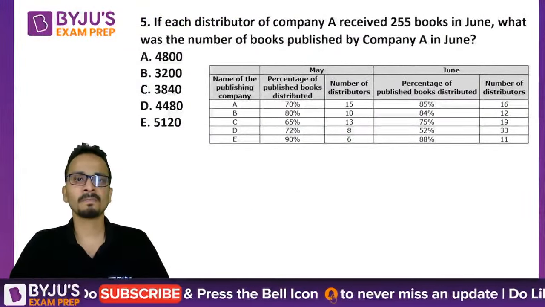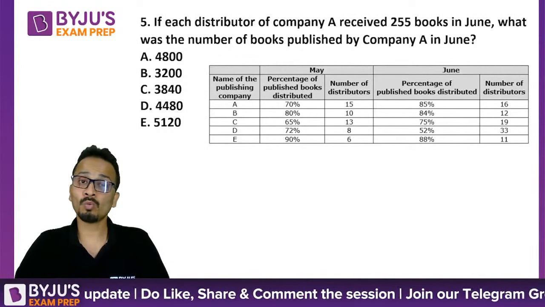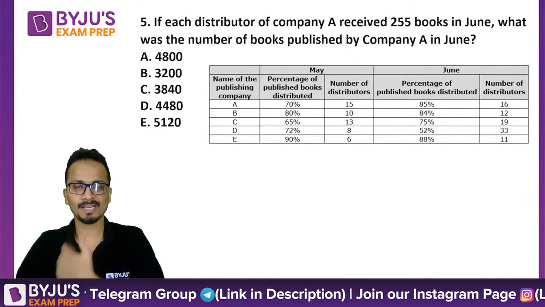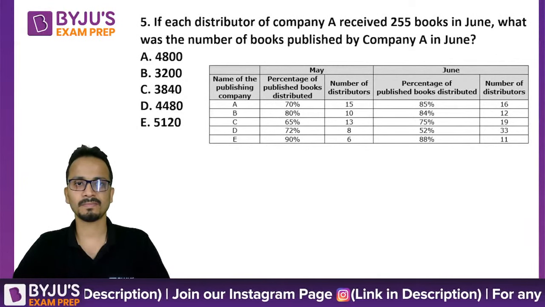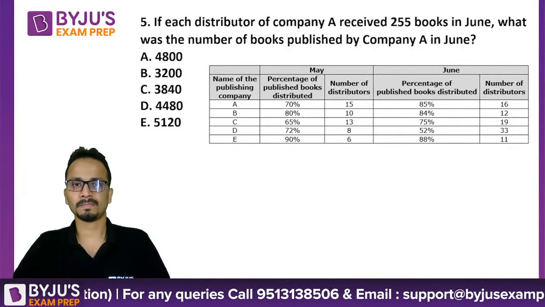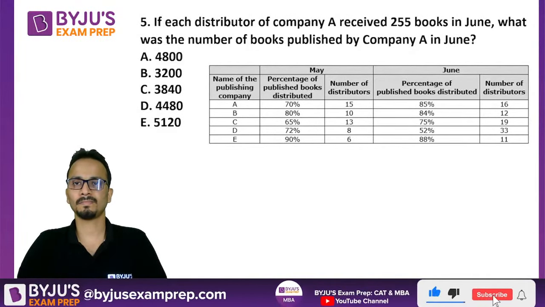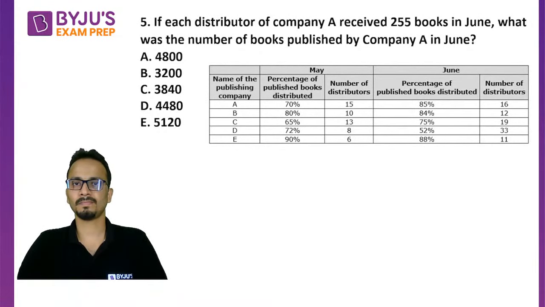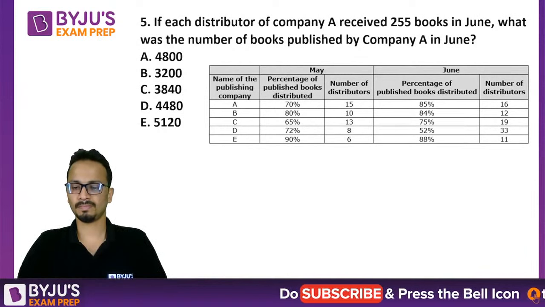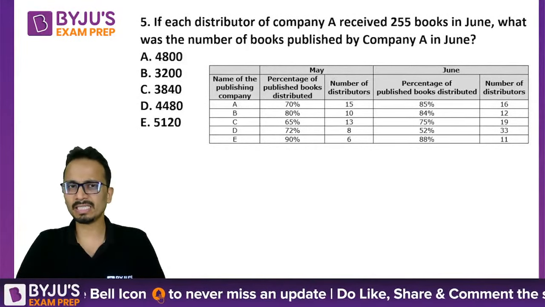Question number 5. If each distributor of company A received 225 books in June, what was the number of books published by company A in the month of June? Now this might be the easiest question that we are doing today.